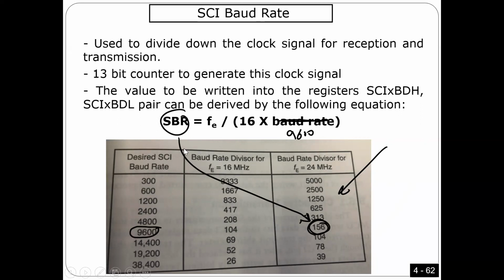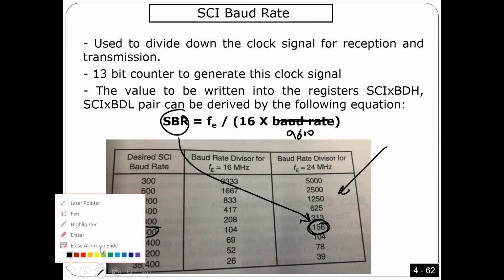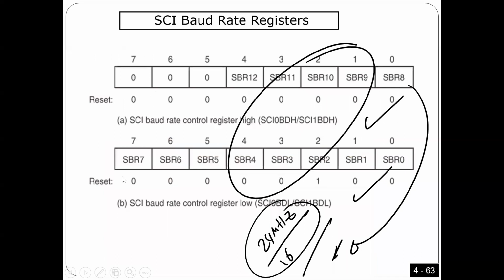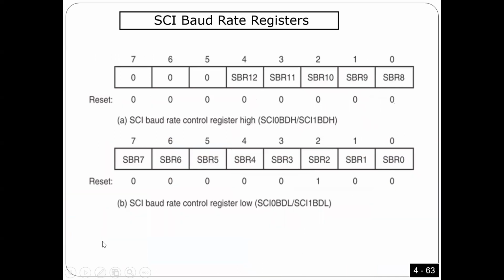Okay, guys, so let's make it very simple. For example, I'm going to work on this speed. That means I have to write 156 in this register. That's it, very simple. Just a number, put it in this register. Here we have 13 bits: 1, 2, 3, 4, 5, and 8. So we have 13 bits.